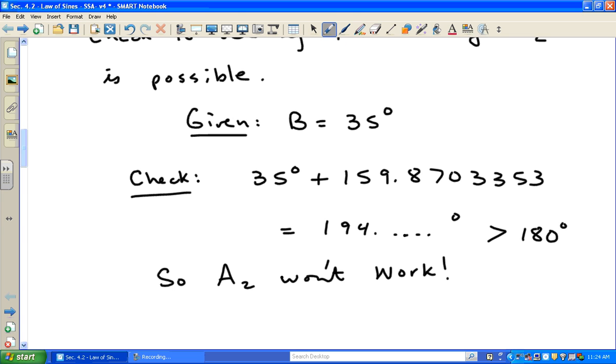Earlier lessons told us that for side-side angle triangles, you have three possibilities. You're either going to have exactly one triangle possible, exactly two triangles possible, which we saw in a prior example, or you're going to have no triangle at all possible. In this case, we have exactly one triangle.